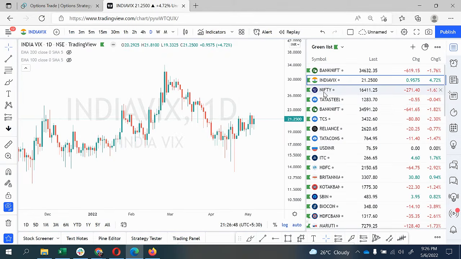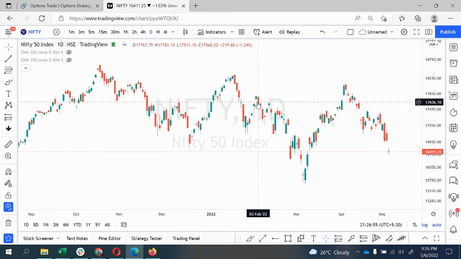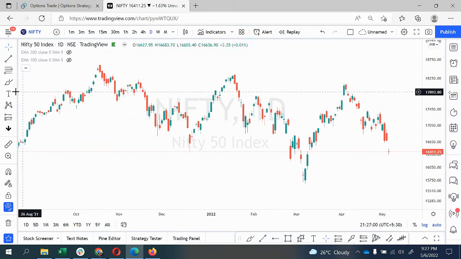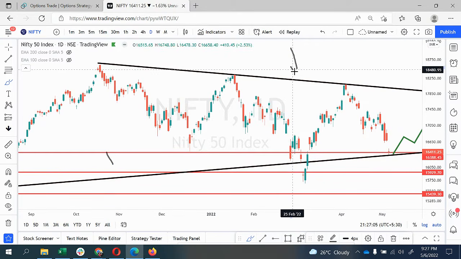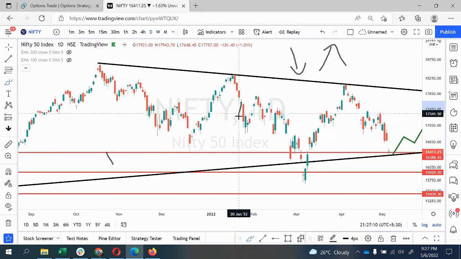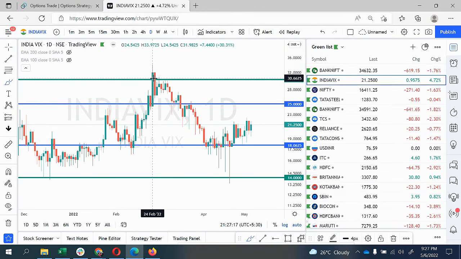Let me take you to the Nifty. Okay, what happened on 24th Feb? Yes, see, on 24th Feb we had a big fall. What did I say? Whenever your market falls, your VIX will increase. That's it. Check this example. We have a huge red candle here, right? In contrast, inverse to that, you have a green candle here on 24th, right? This is the correlation of India VIX and the Nifty.